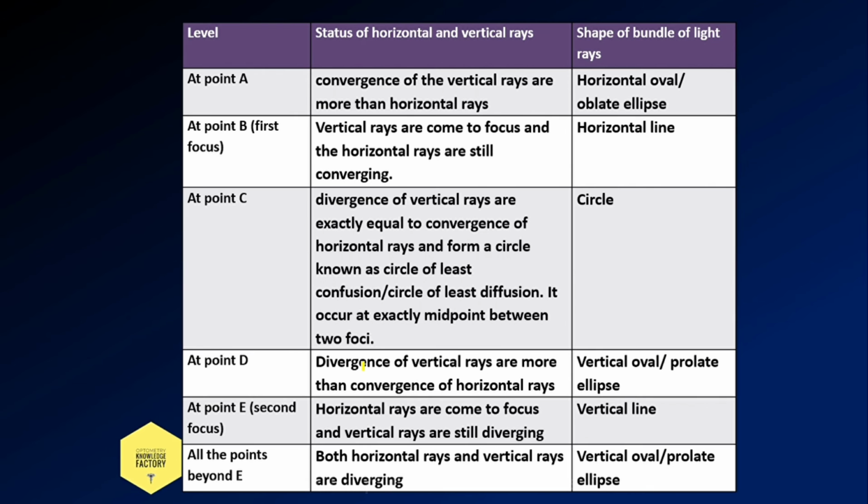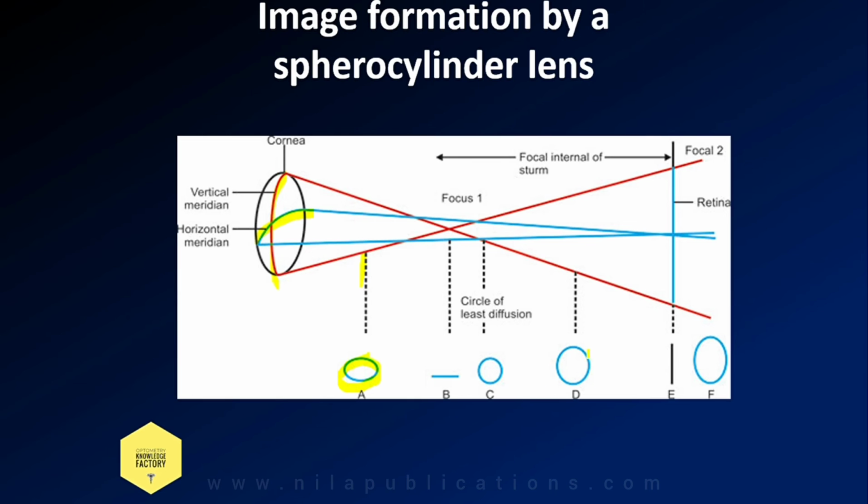Then the second one, at point P, is the first focus. Vertical rays come more to focus and the horizontal rays are still converging. A horizontal line is formed. This is the point of first focus.